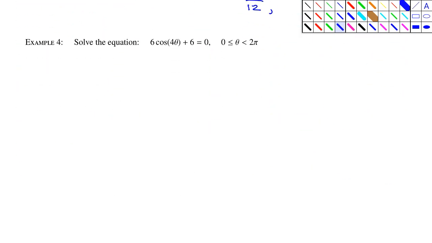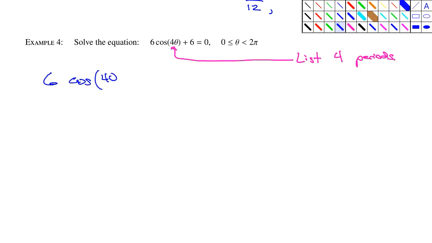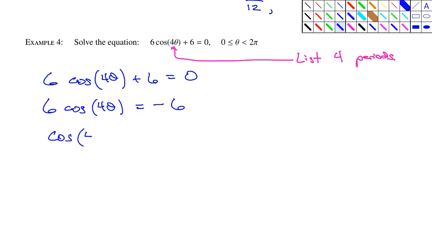Example 4. Solve the equation 6 cosine of 4 theta plus 6 equals 0. Notice that the 4 theta indicates we need to list out 4 periods of solutions. So 6 cosine of 4 theta plus 6 equals 0. 6 cosine of 4 theta is equal to negative 6. Divide both sides by 6. We get cosine of 4 theta is equal to negative 1.